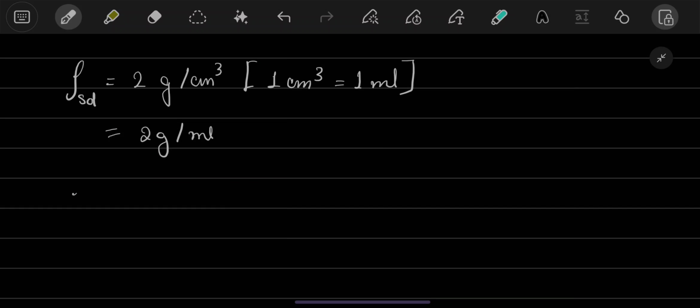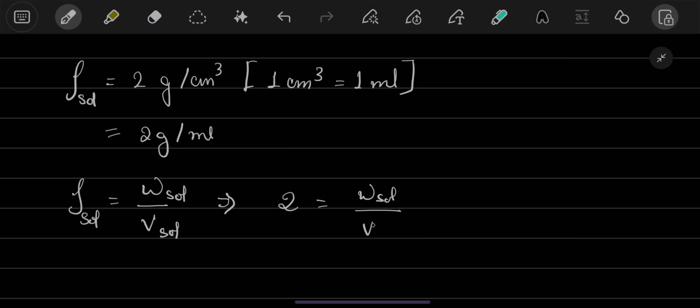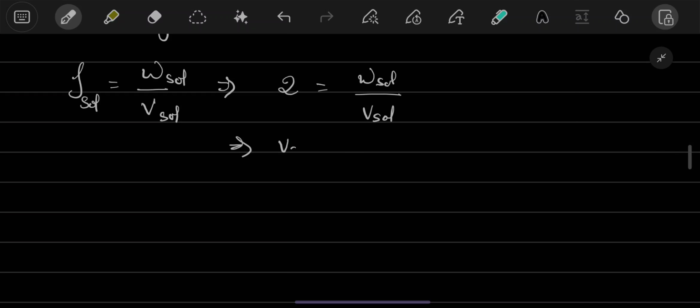We also know that density is equal to mass by volume. We represent mass by W and volume by V. So for solution, everything will be solution. For solution, we are given that density, that is 2, is equal to weight of solution by volume of solution. From here we get that volume of solution is equal to weight of solution by 2. That is, the weight of solution is 2 times the volume of solution.